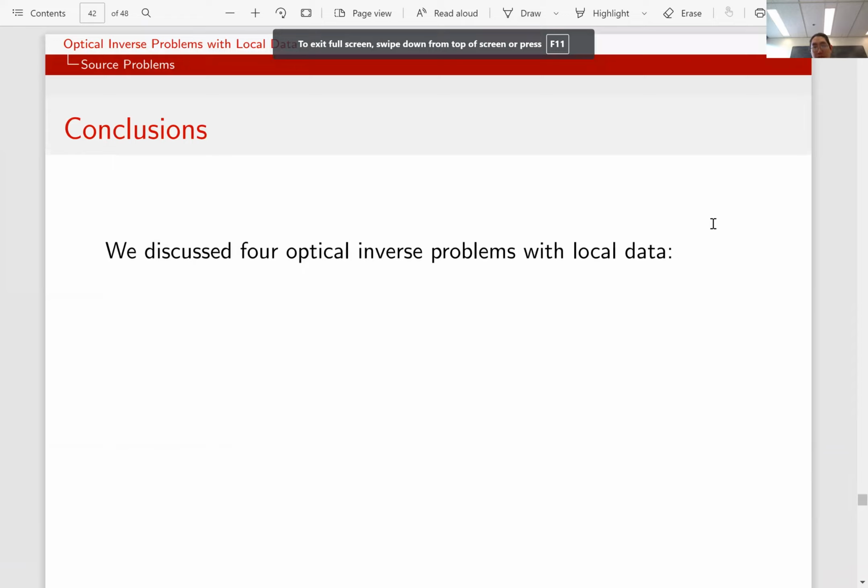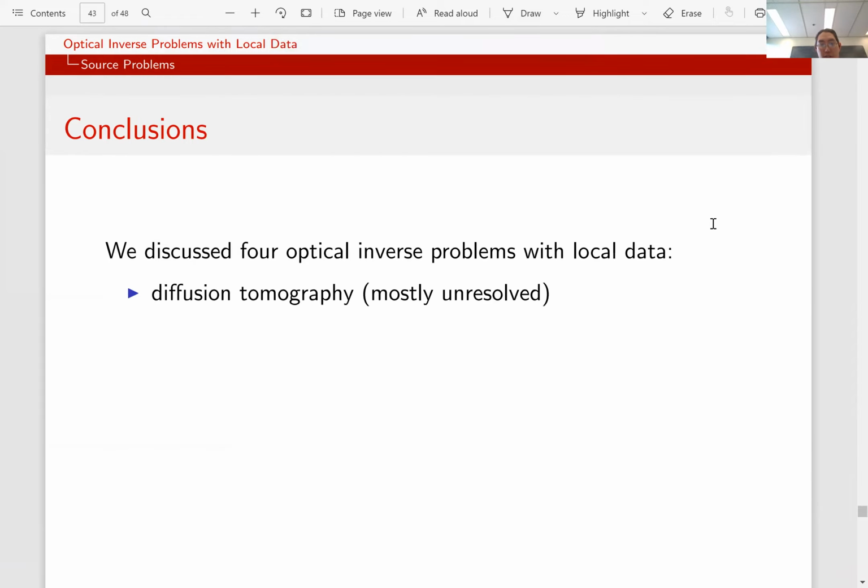So in conclusion, I want to mention that I talked about 4 optical inverse problems with local data. So there's this diffusion tomography problem, the tomography problem in the diffusion model, which is mostly unresolved. There are some partial results due to people like Koenig and Solo, but it's really not clear what happens when you don't have these geometrically restrictive conditions on the part of the boundary that you're not measuring. You can contrast that to the tomography problem in the transport model, which is at least partially resolved. At least in the convex case, we know what's going on.